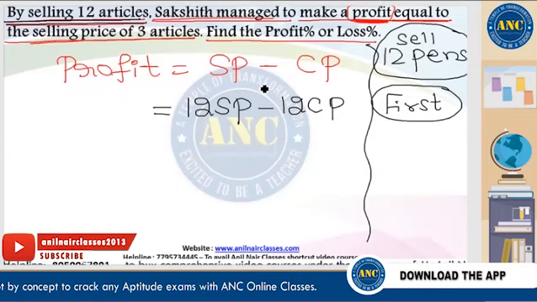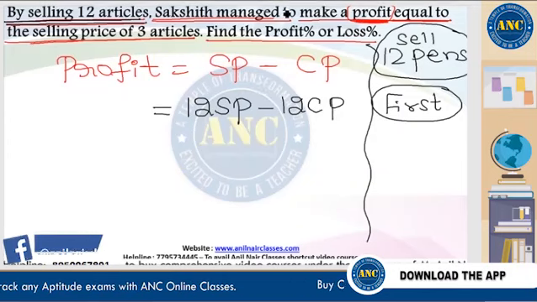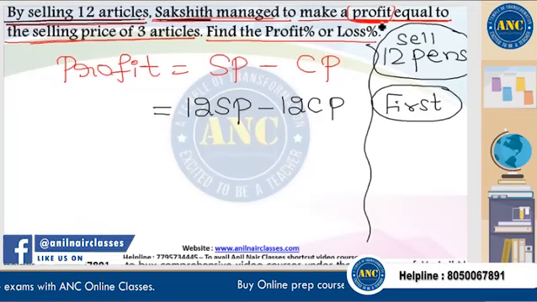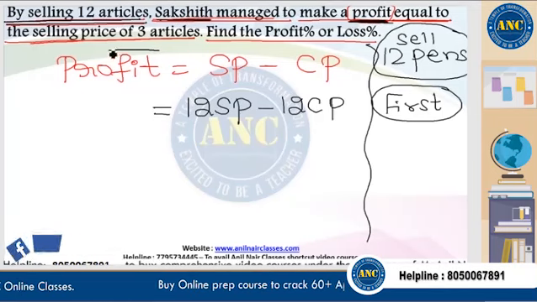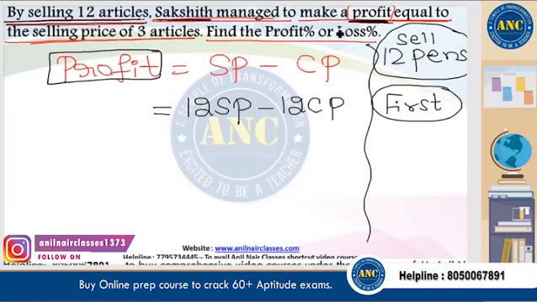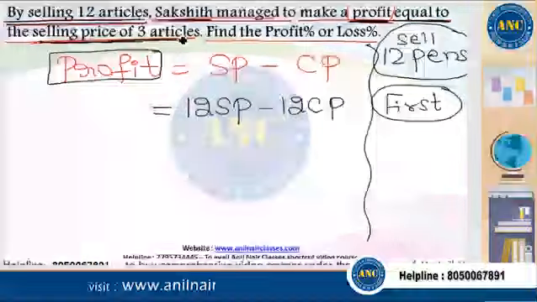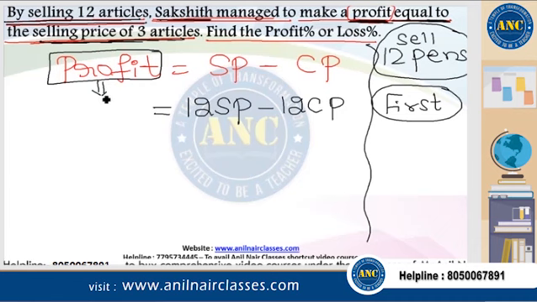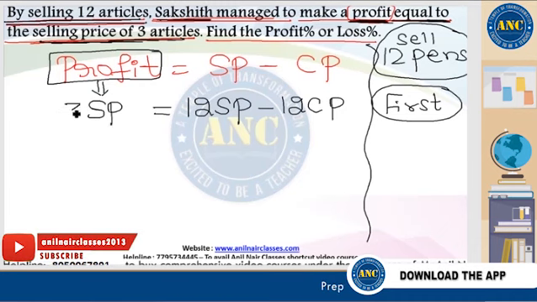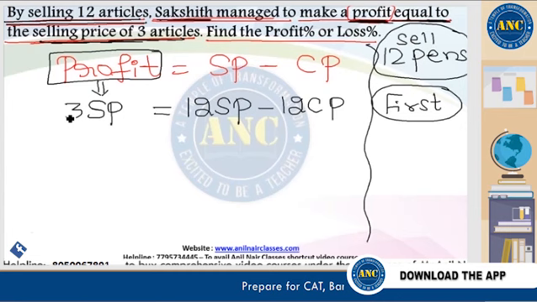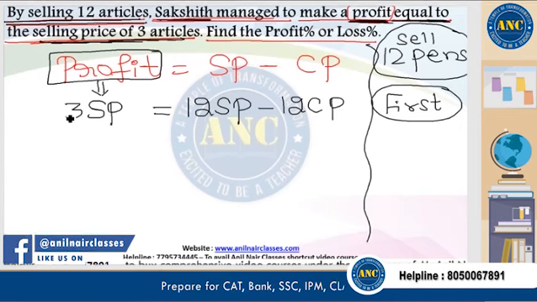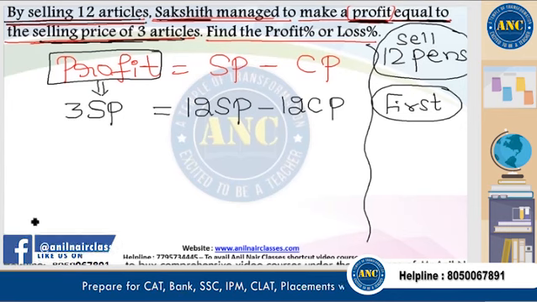By this kind of transaction, Sakshit managed to make a profit, and that profit is equal to selling price of 3 articles. This profit is absolutely equal to selling price of how many articles? 3 articles. Find the profit or loss percentage.